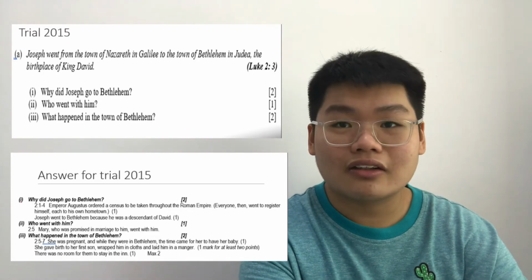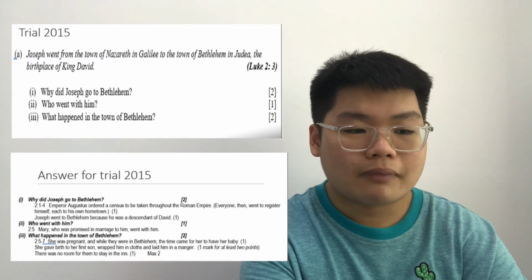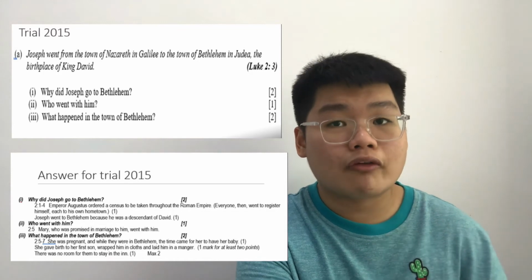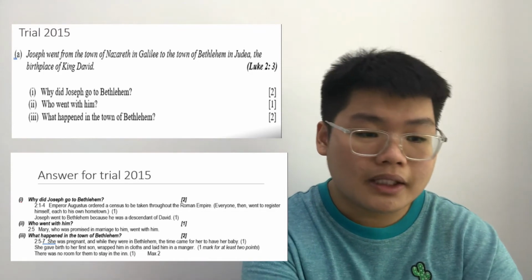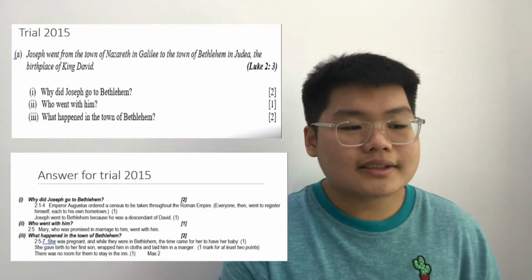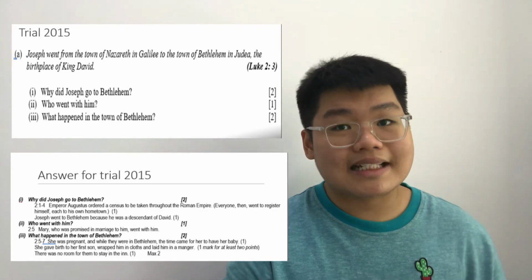Now let's look at the third question. What happened in the town of Bethlehem? We can see that Mary was pregnant at the time, and while they were in Bethlehem, the time came for her to give birth. She gave birth to her first son, wrapped him in clothes and laid him in a manger because there was no room for them to stay in the inn.